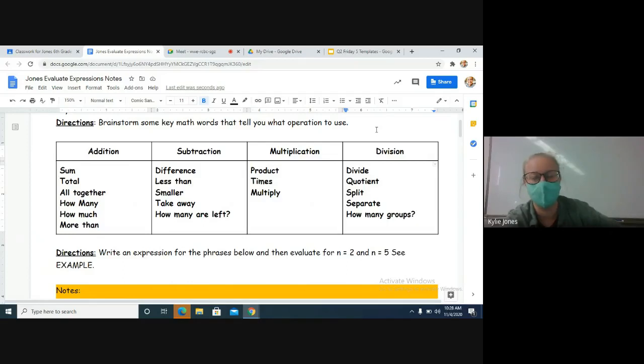Yeah. How many overall is a pretty good one for most of these. How many are left? How many total? How many when you multiply? How many when you divide? Yeah. How much is another one that kind of goes for all of them, but that's all right. Usually when they ask how many, they give you other keywords that help you know which operation you need to use.